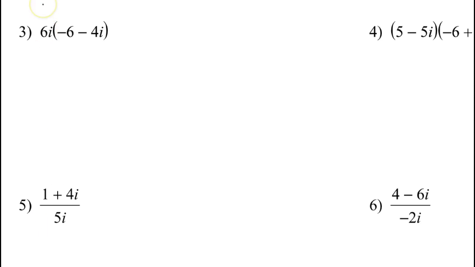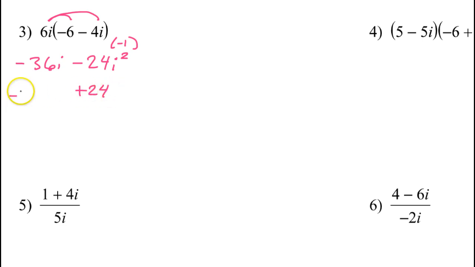Alright, looking at number 3, this one is more simple because all we really need to do is distribute the 6i. So 6i times -6 is going to be -36i, and 6i times -4 will be -24, but here comes the i squared. Now remembering that i squared is -1, that's going to give us a positive 24 without the i.